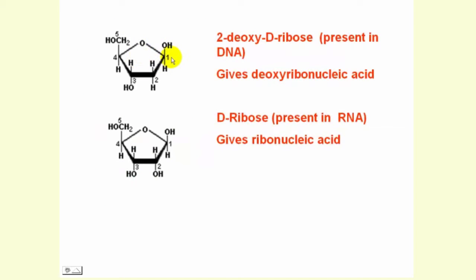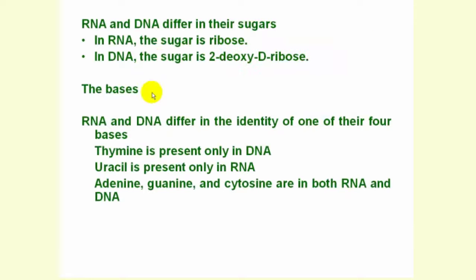And again, the way we number the carbons here, this is carbon 1, 2, 3, 4, and 5. So this is 2-deoxy-D-ribose, which is present in DNA. And if you notice here, the only difference from D-ribose, which is present in RNA, is the OH group. The D-ribose has an OH group on carbon number 2, whereas carbon number 2 in the 2-deoxy-D-ribose only has a hydrogen. So that's the only difference between the two sugars. RNA and DNA differ in their sugars.